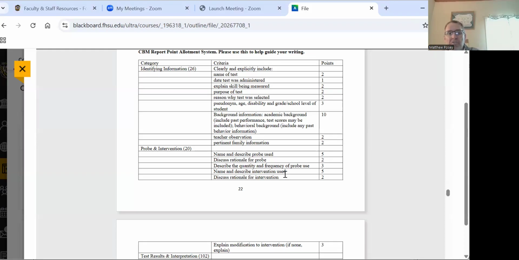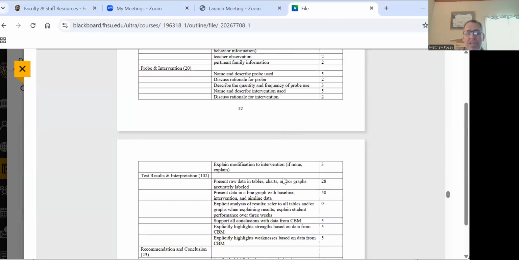Due to the student performance, there was no intervention necessary at this time. If you did use an intervention, make sure you just give a little rationale for why you used it. And also, if you used it, talk a little bit about any type of modification you had to make to it. So, did you implement it and then turn around and have to modify it and give it again? So, that's what we're looking for on the probe and intervention.